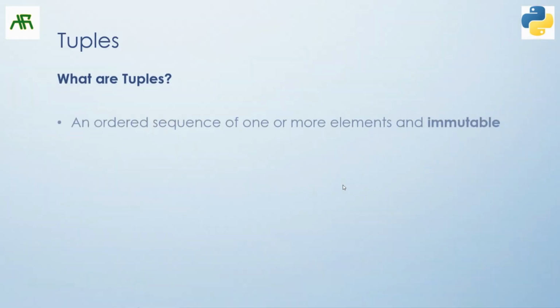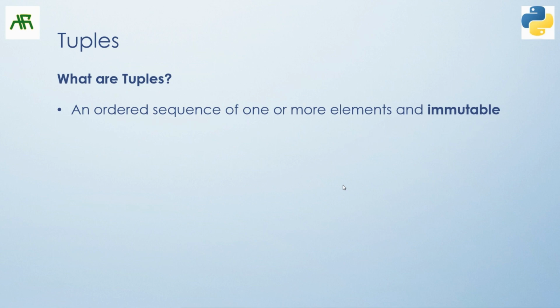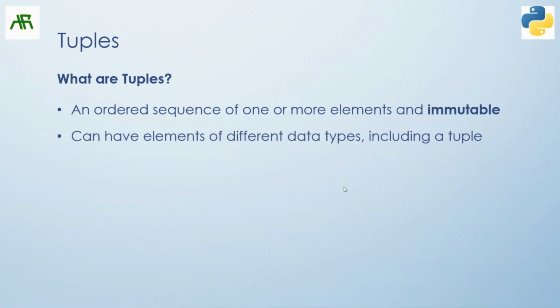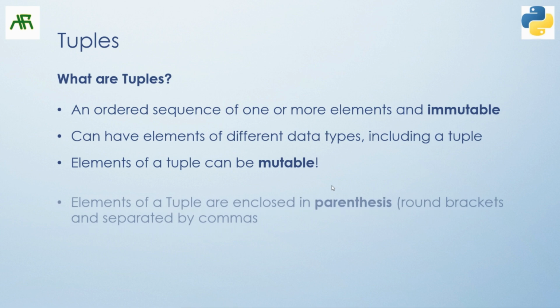What are tuples? A tuple is an ordered sequence of one or more elements, and a tuple is immutable. It can have elements of different data types, including a tuple. Elements of a tuple can be mutable. We have to see the difference here. A tuple as such is immutable, but one or more elements can be mutable, that can be changed within, not as the entire tuple itself.